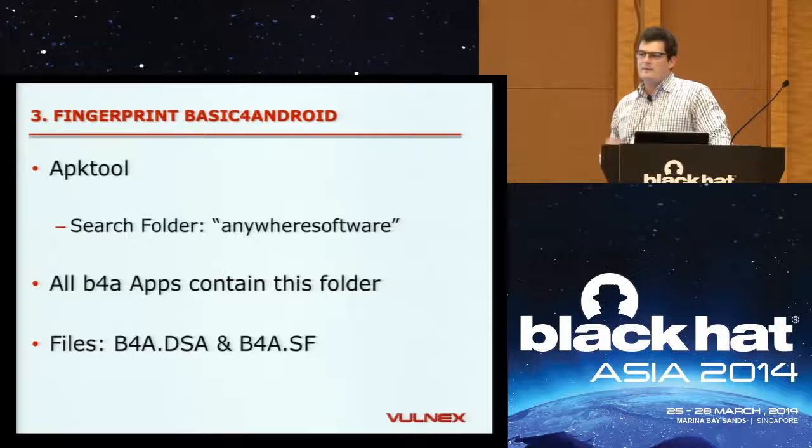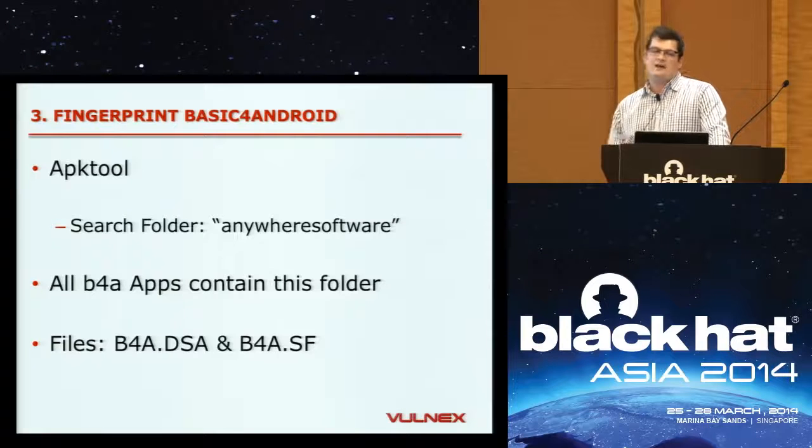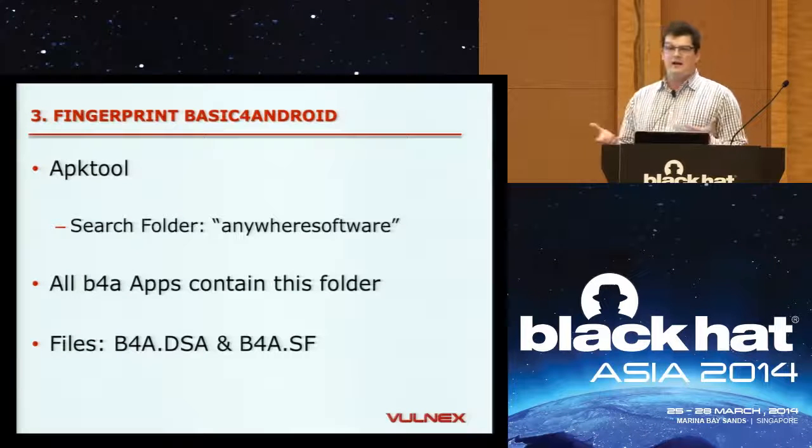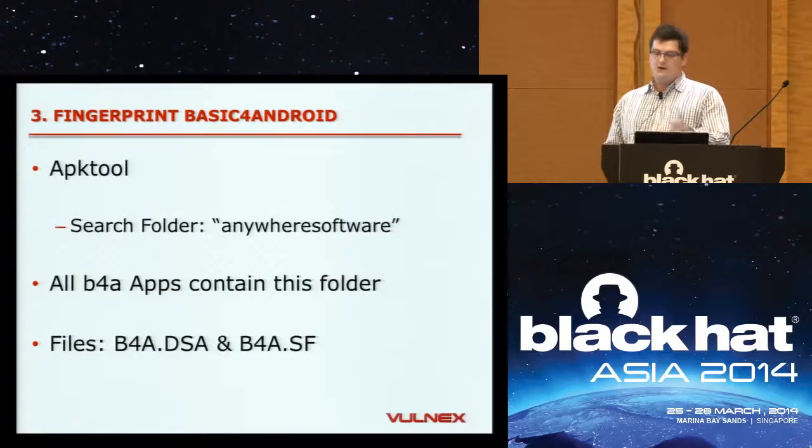Okay, in the case of Basic4Android, the first thing we want to identify is whether an app is just a regular Android app, or is using mobile cross-platform technologies. If it's using any technology, what kind? Very simple. In this case, we just use APKTool. We decompile the entire Android application, and we search for the anywheresoftware folder. If we find a folder called anywheresoftware, that's a Basic4Android application.